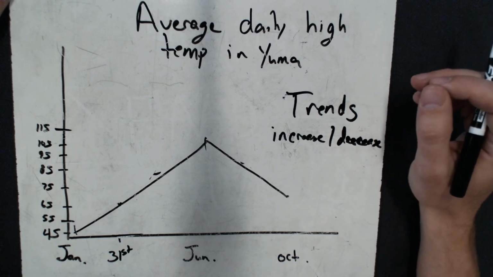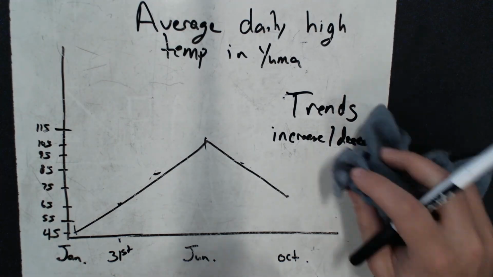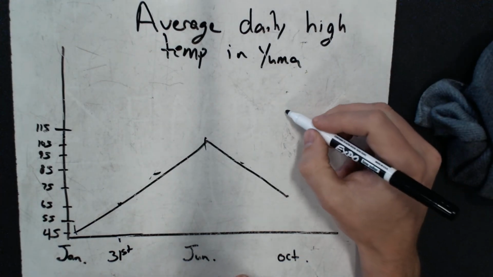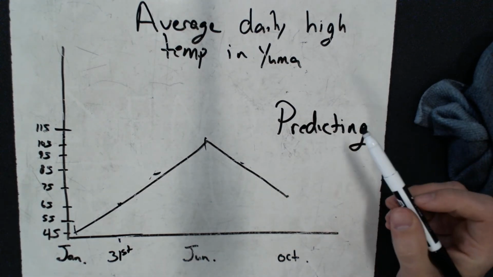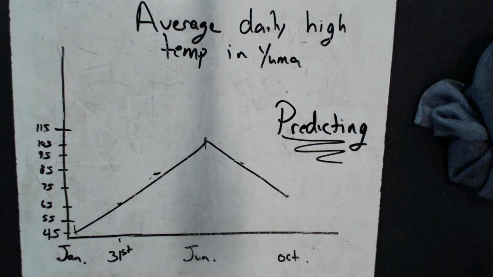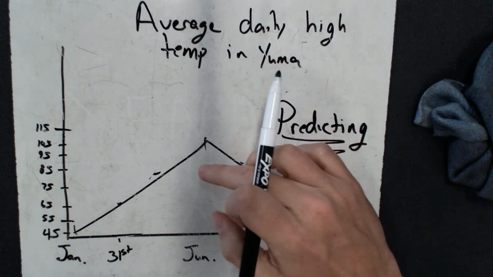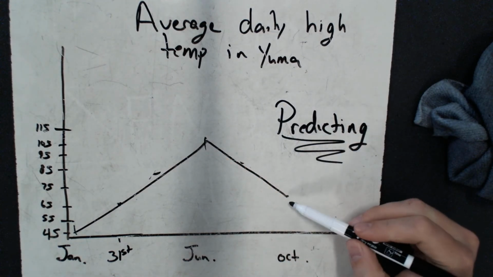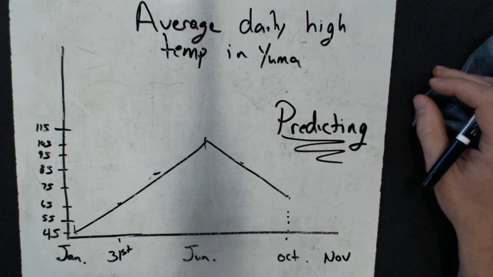Now, the final question type that you guys are going to be looking at is called predicting. A predicting data question is going to ask you about information that is not on the graph itself. So let's take a look at, once again, our temperature chart for Yuma. We have an increasing temperature right here, a decreasing temperature right here, and then our data stops for the month of October. But the question it might ask you is, what are we predicting is going to happen in November?